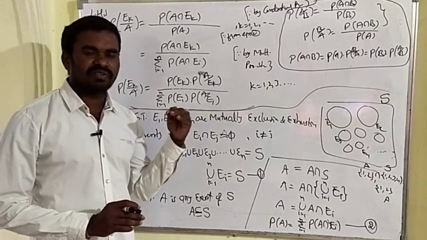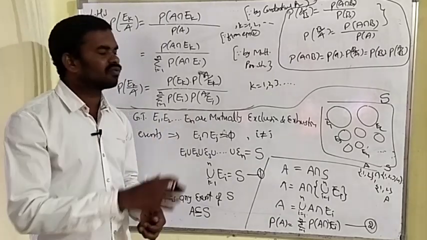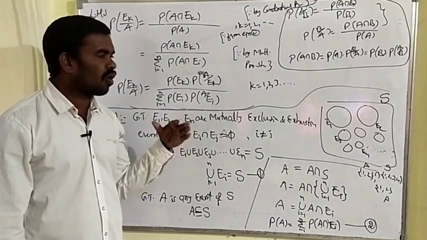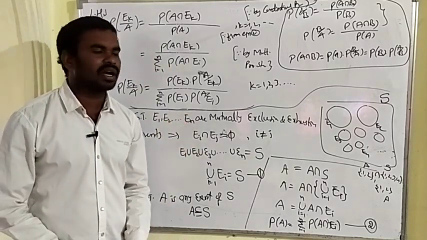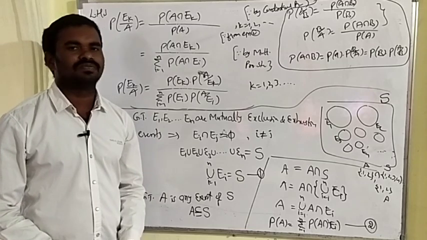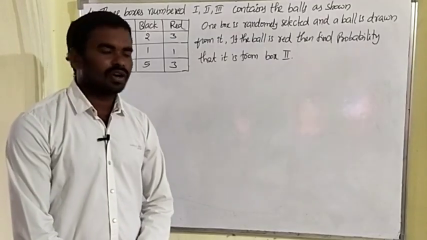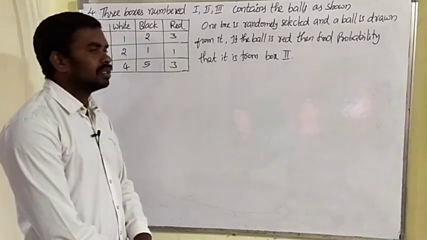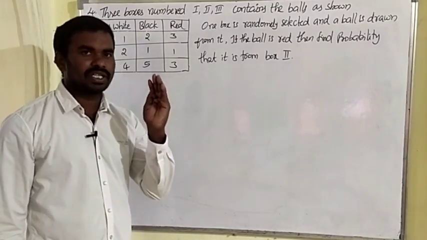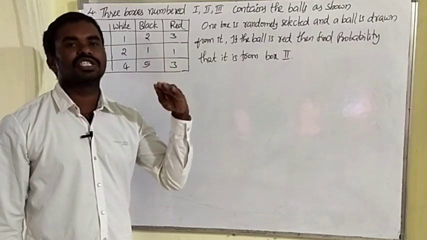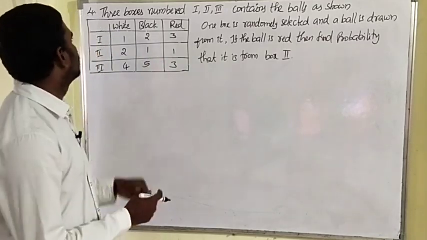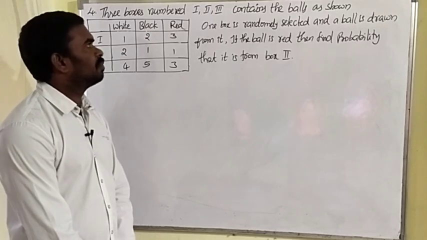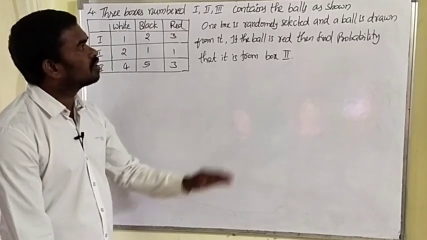Let us see one 7 marks question. Actually we have 3 or 4 7 marks questions. So the first 7 marks question, see how easy it is, you can learn. Okay friends, I am taking the question. So this is also an important question. I told you we can expect theorems or questions based on theorems. So very important. Fourth one: 3 boxes numbered 1, 2, 3 contain the balls as shown.